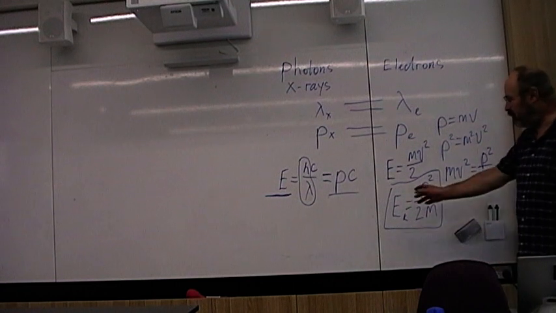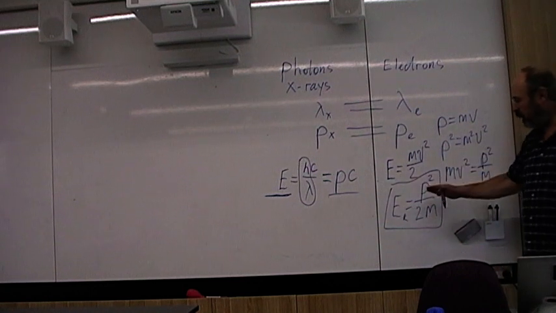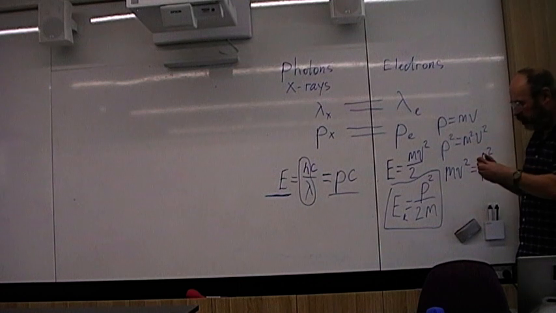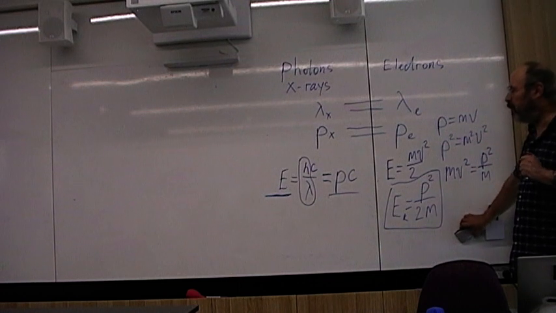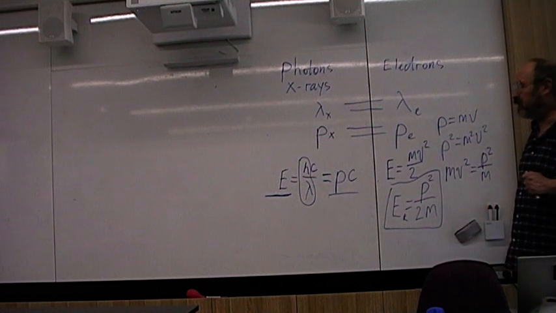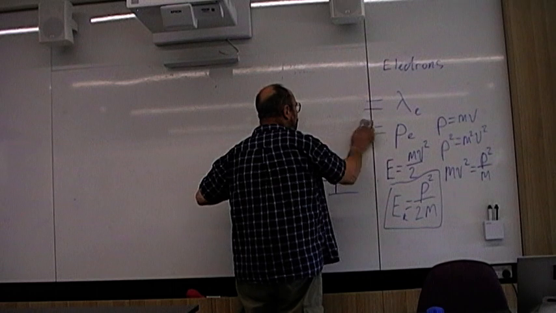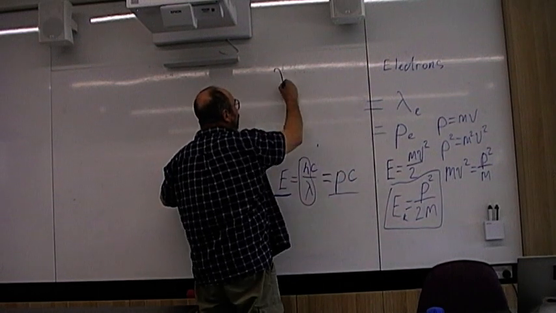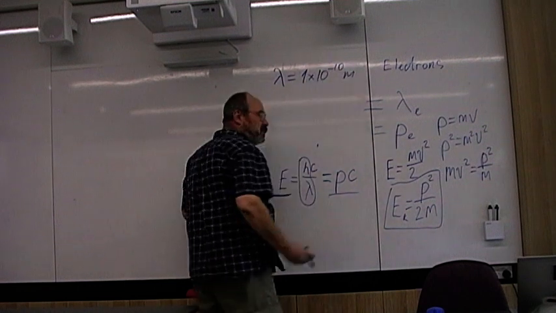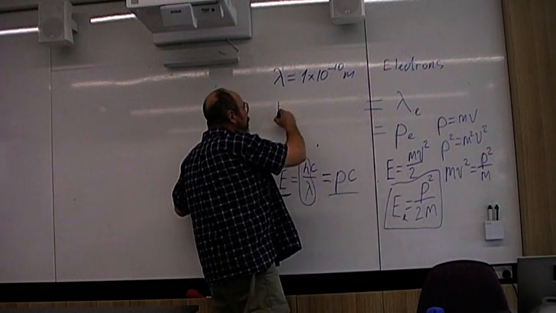So, if they have the same momentum, now let's find the ratio of the energy of the photon divided by the energy of the electron. Let's first calculate the momentum of the photon with a wavelength of 1 times 10 negative 10 meters, a typical wavelength of X-rays. So what will be the momentum?